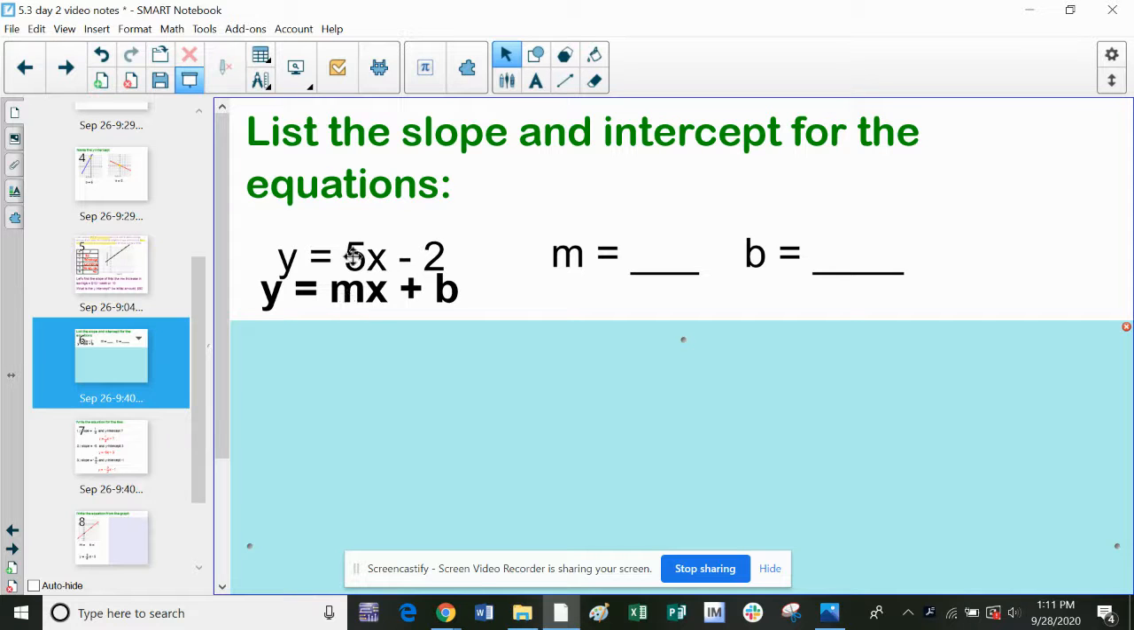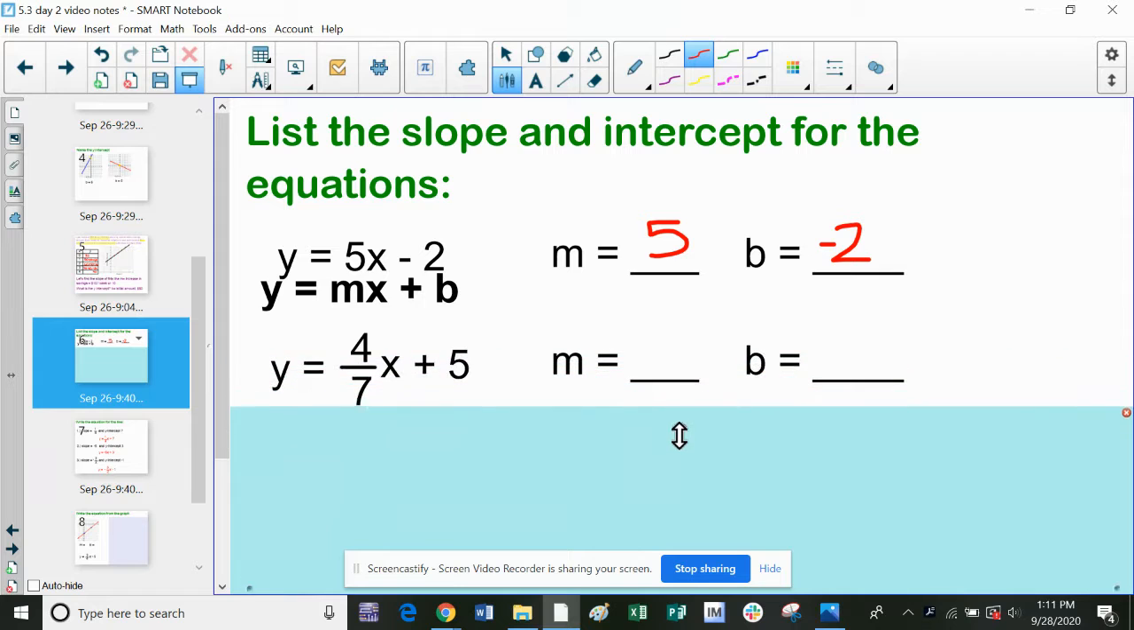So what is my slope? What is m? Well, if you said, when you line it up like that, it's easy to see: m is 5. And then what is my y-intercept? Again, remember b is the y-intercept, where it crosses the y-axis, and that is -2. Okay, let's try another one.